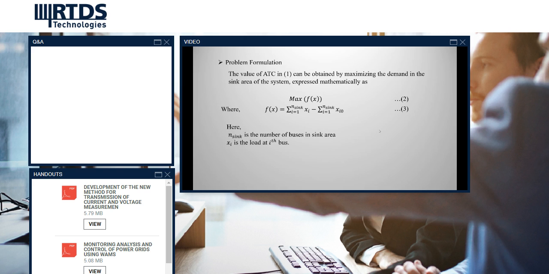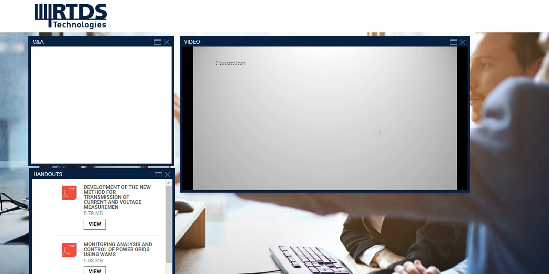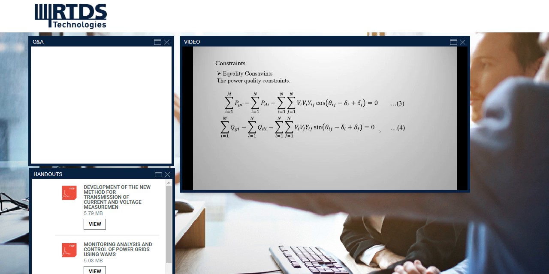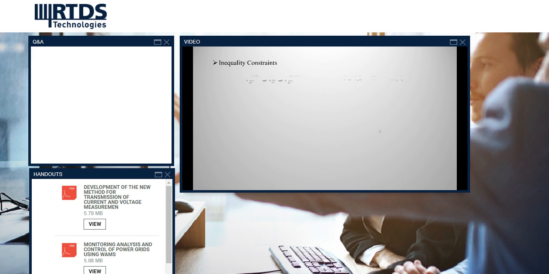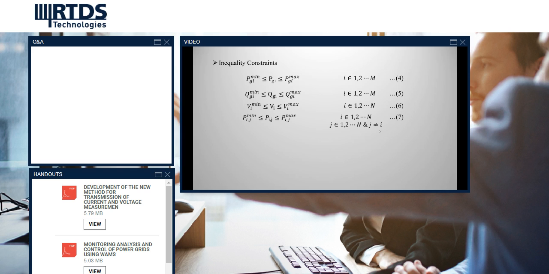Here, N sink is the number of buses in the sink area, and Xi is the load at the ith bus. Xi0 is the initial load at the ith bus. The constraints to which the optimization problem would be subjected are the equality and inequality constraints. These equality constraints are the power flow constraints. Similarly, inequality constraints would be the upper and lower limits of the variables involved.